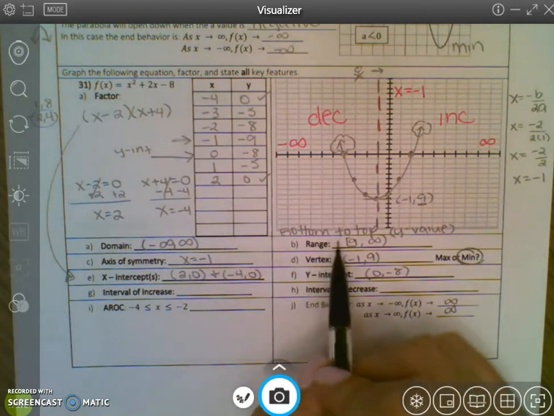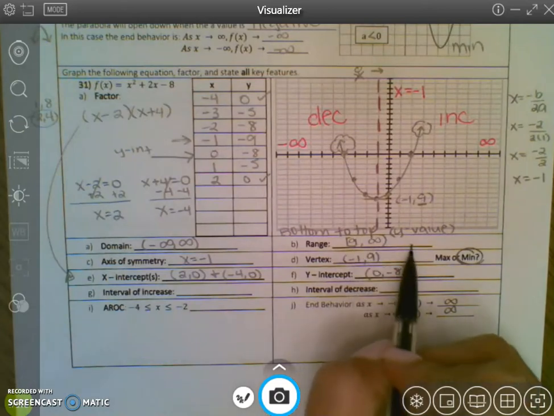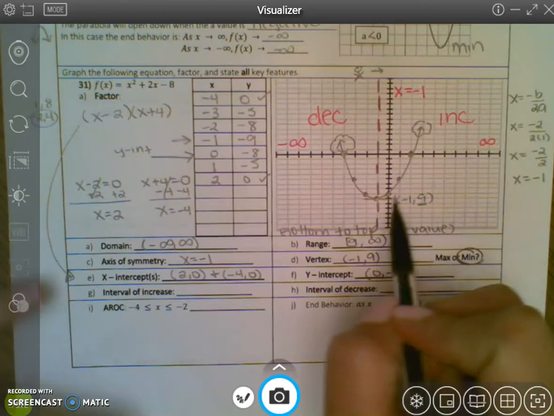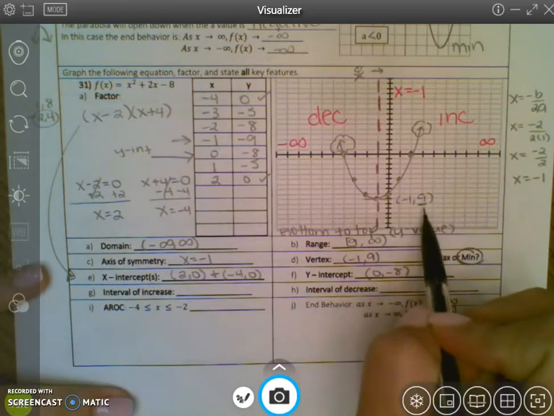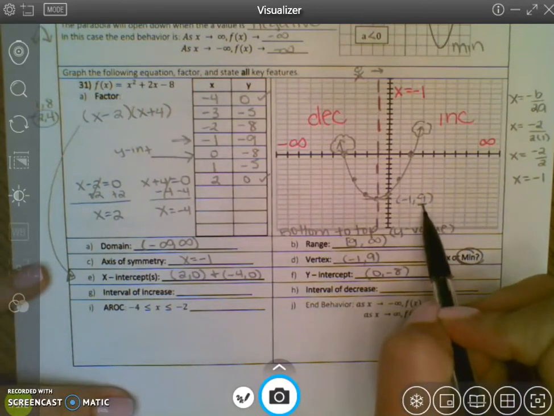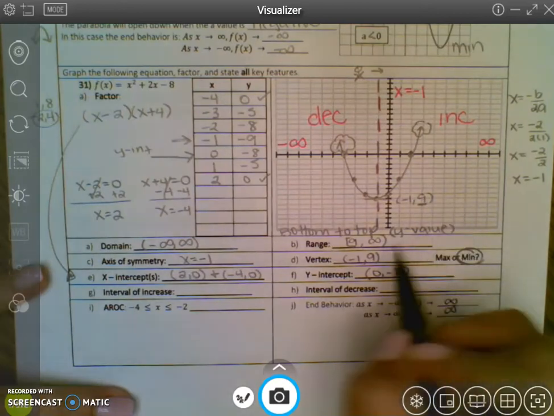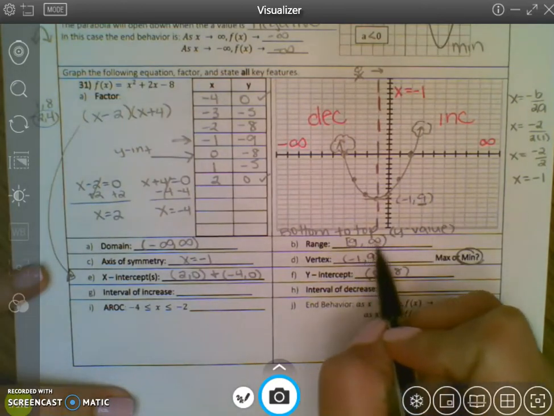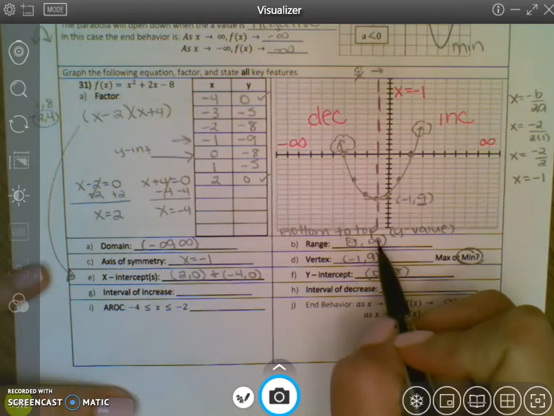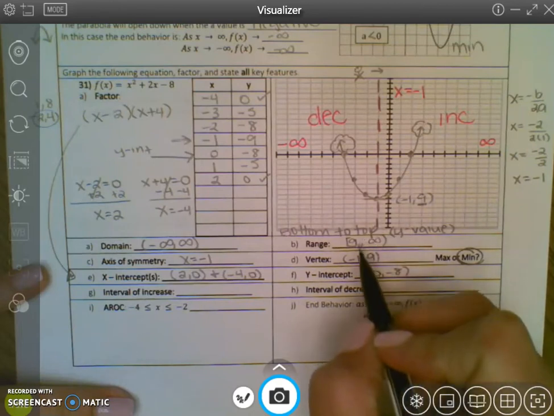So range is bottom to top and it's always your Y values. If you don't remember that, write that down. The bottom of my graph is my vertex, X, Y, but range is the Y. So I need 9. 9 goes first, and then there is no top, so it's 9 to infinity. And 9 has to have a bracket on it because it's on the graph.